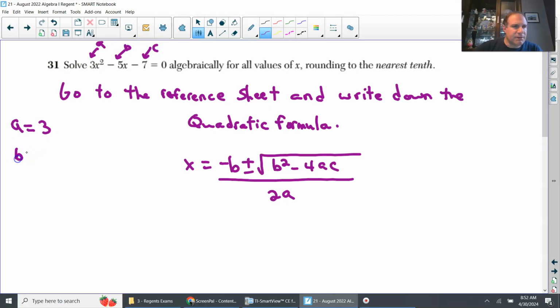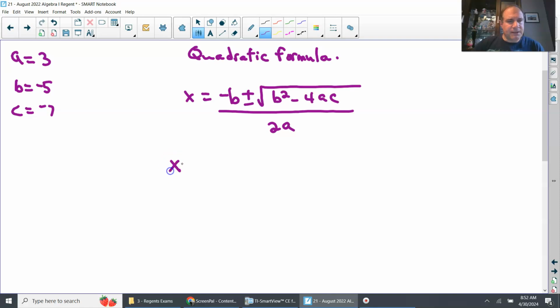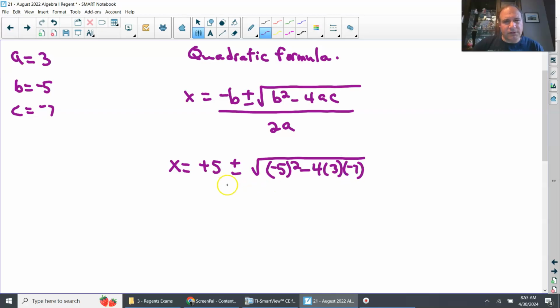So I'm just going to put that down here. This is negative 5. Take the sign of the number before it, c equals negative 7. So now we're just going to go ahead and substitute in. x equals negative b, which is already a negative 5, so it becomes a positive 5, plus or minus the square root of negative 5 in parentheses squared, minus 4 times 3 times negative 7, all over 2 times a, which is 3.